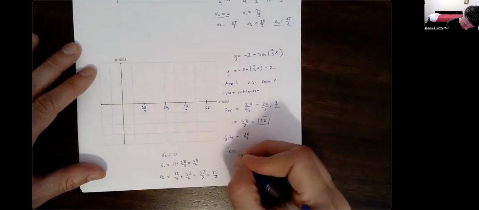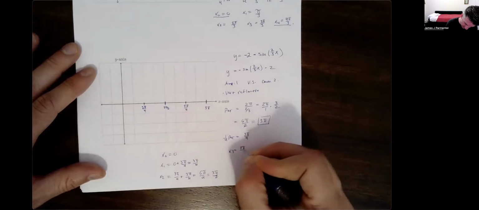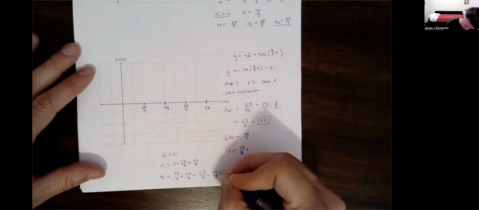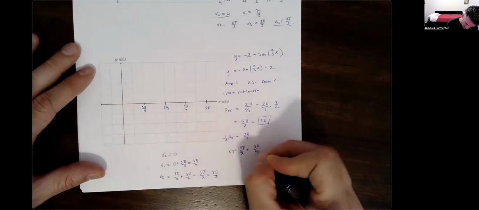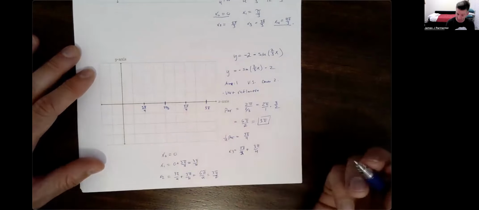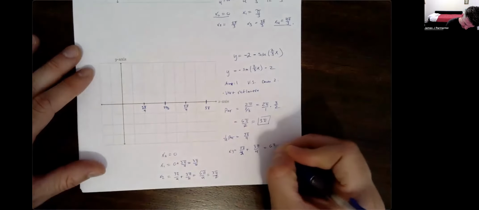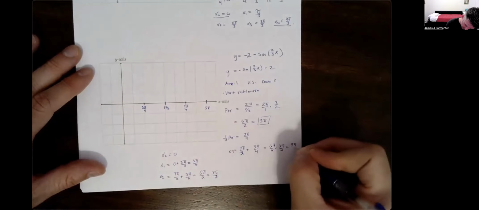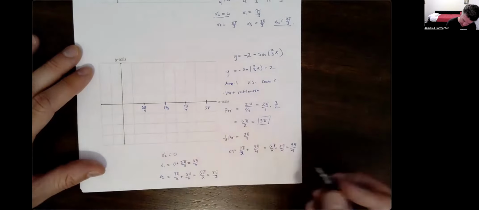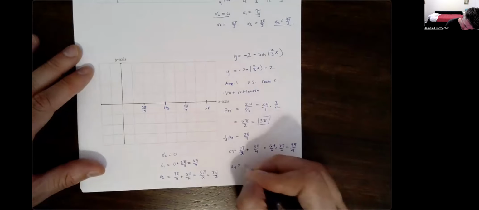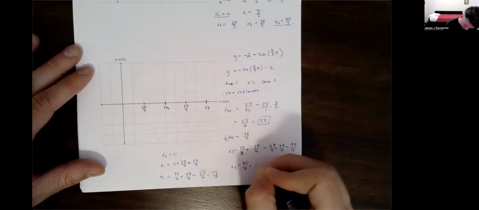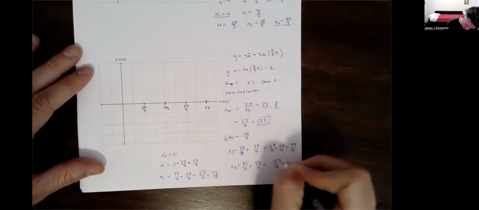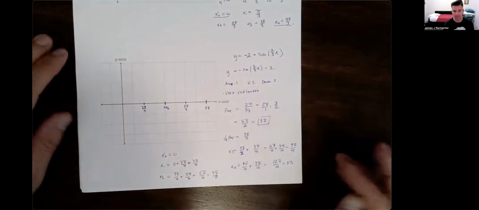My x sub 3 is, this is the one that was hard to think of, 3 pi over 4 plus my 3 pi over 2, my previous value, plus my quarter of my period. But 3 pi over 2 is 6 pi over 4. So it's 6 pi over 4 plus 3 pi over 4, which is 9 pi over 4. Which is exactly what we've got right there. And then finally, my last one, 9 pi over 4 plus 3 pi over 4 is 12 pi over 4, which is 3 pi.